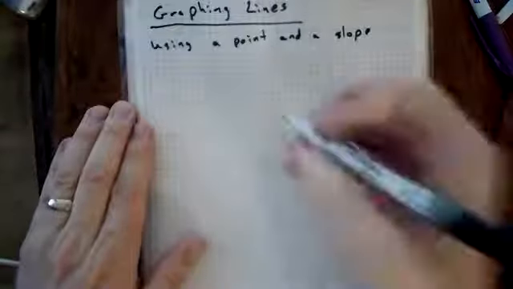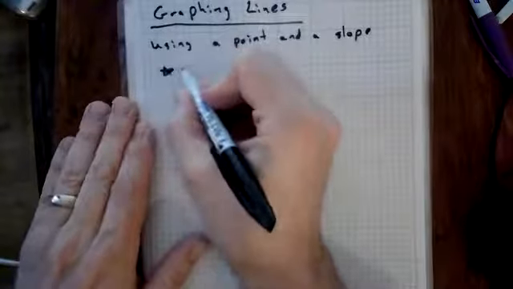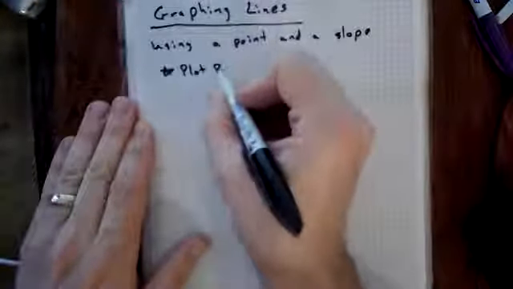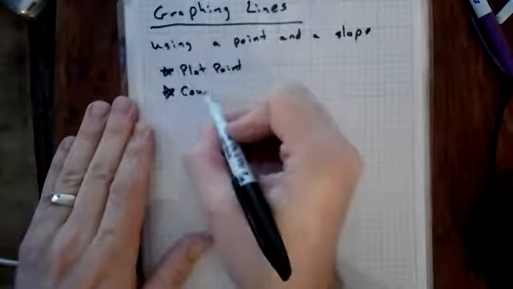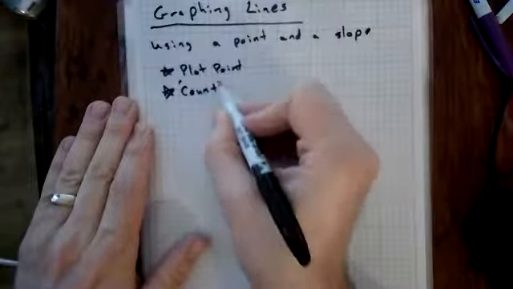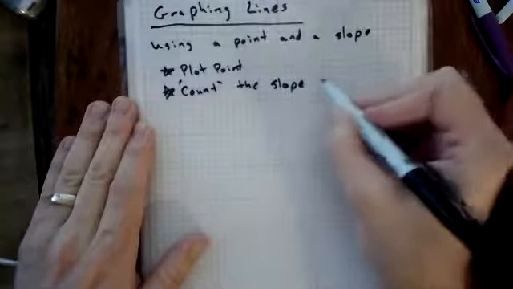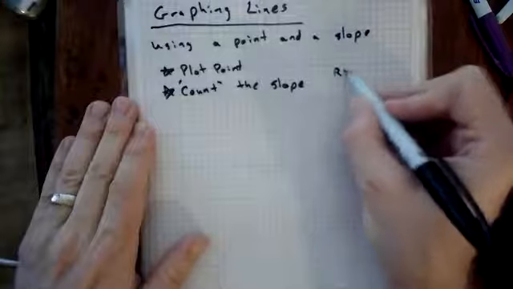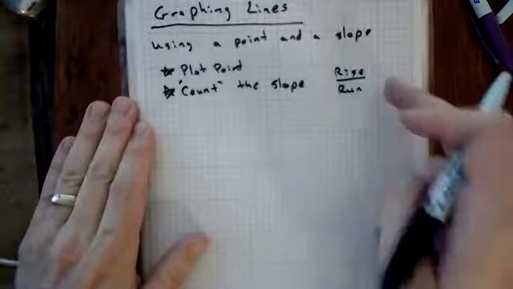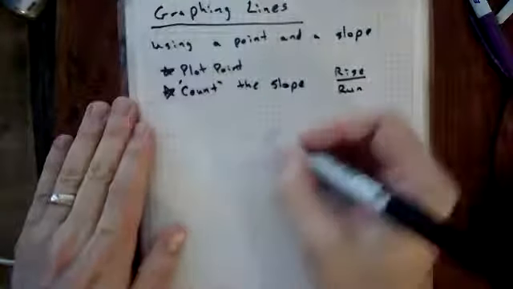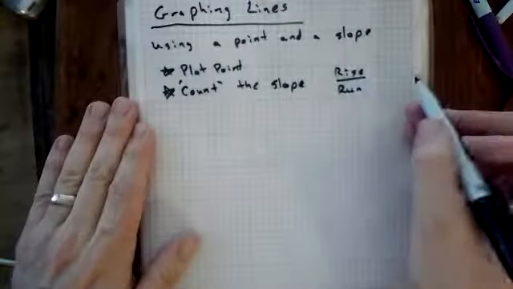So literally all you're going to do with this is find your starting point. So you're going to plot your point, and then I like to say you're counting your slope. So remember, the slope is always rise over run. When you're talking about that rise over run, you're literally just going to figure out how many points up and then how many points over.